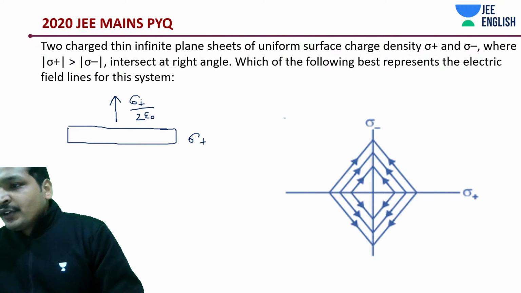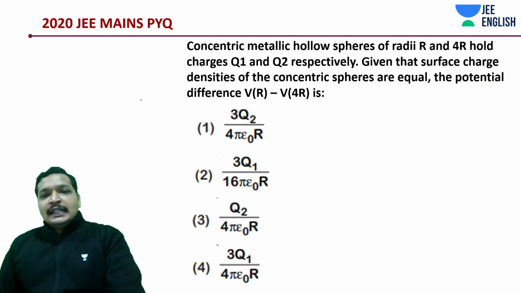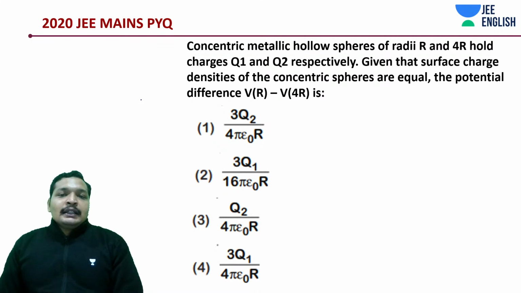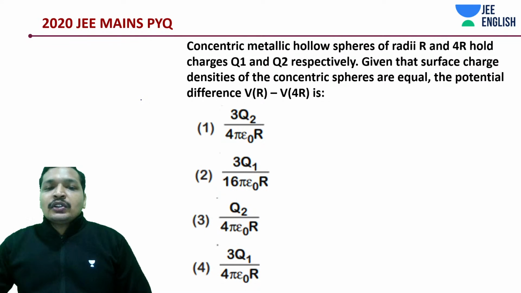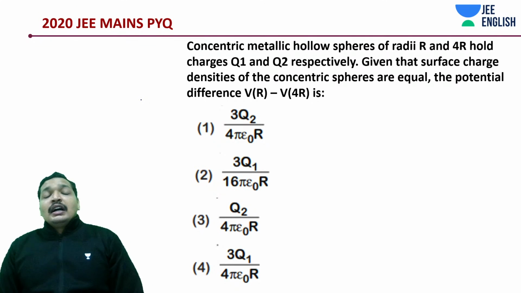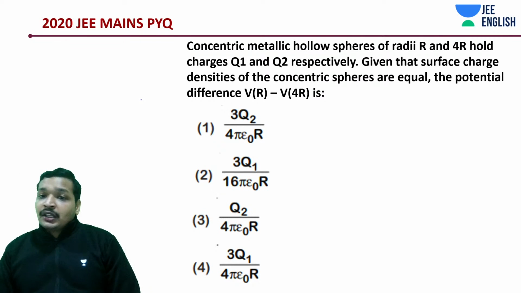A little bit, I wouldn't say conceptual, but tricky. Do a thing. Why don't you try out this question? And then definitely we'll take up this question. There is also a shortcut around this question. Trust me, definitely there is a shortcut around this question. This is also a 2020 mains paper. Concentric metallic hollow spheres of radius r and 4r hold charges q1 and q2.